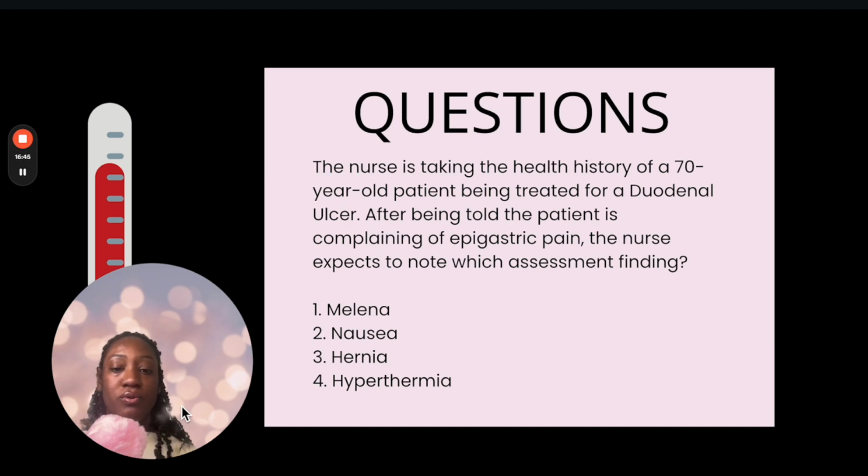So you may think, if you don't know the assessment findings of a duodenal ulcer, then it will be hard to really eliminate, and you'll be all over the place. But when you think of the specific area in duodenal ulcer, you're going to think of possibly bleeding. And what's the closest to bleeding? Number 1, melena. So that is the answer, number 1, melena.